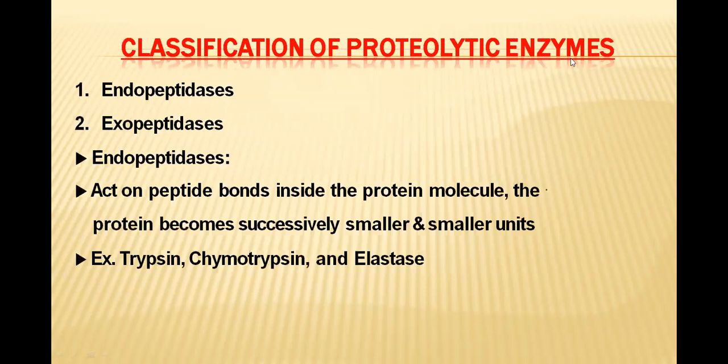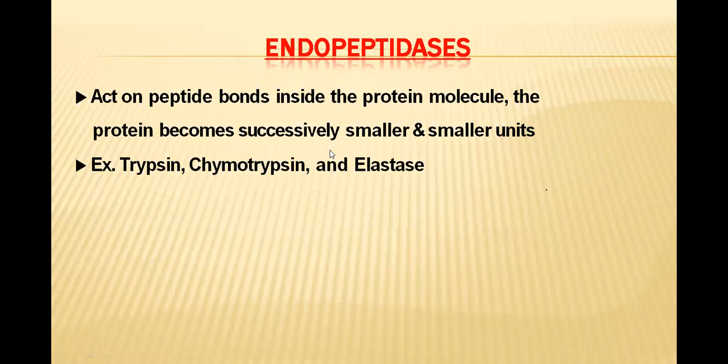So, classification of proteolytic enzymes: as we have already told, we can classify the proteolytic enzymes into two, endopeptidases and exopeptidases. What are endopeptidases? Examples are pepsin, chymotrypsin, and elastase. These endopeptidases act on peptide bonds inside the protein molecule. The protein becomes successively smaller and smaller units by the activity of these endopeptidases. Examples for them are trypsin, chymotrypsin, and elastase.